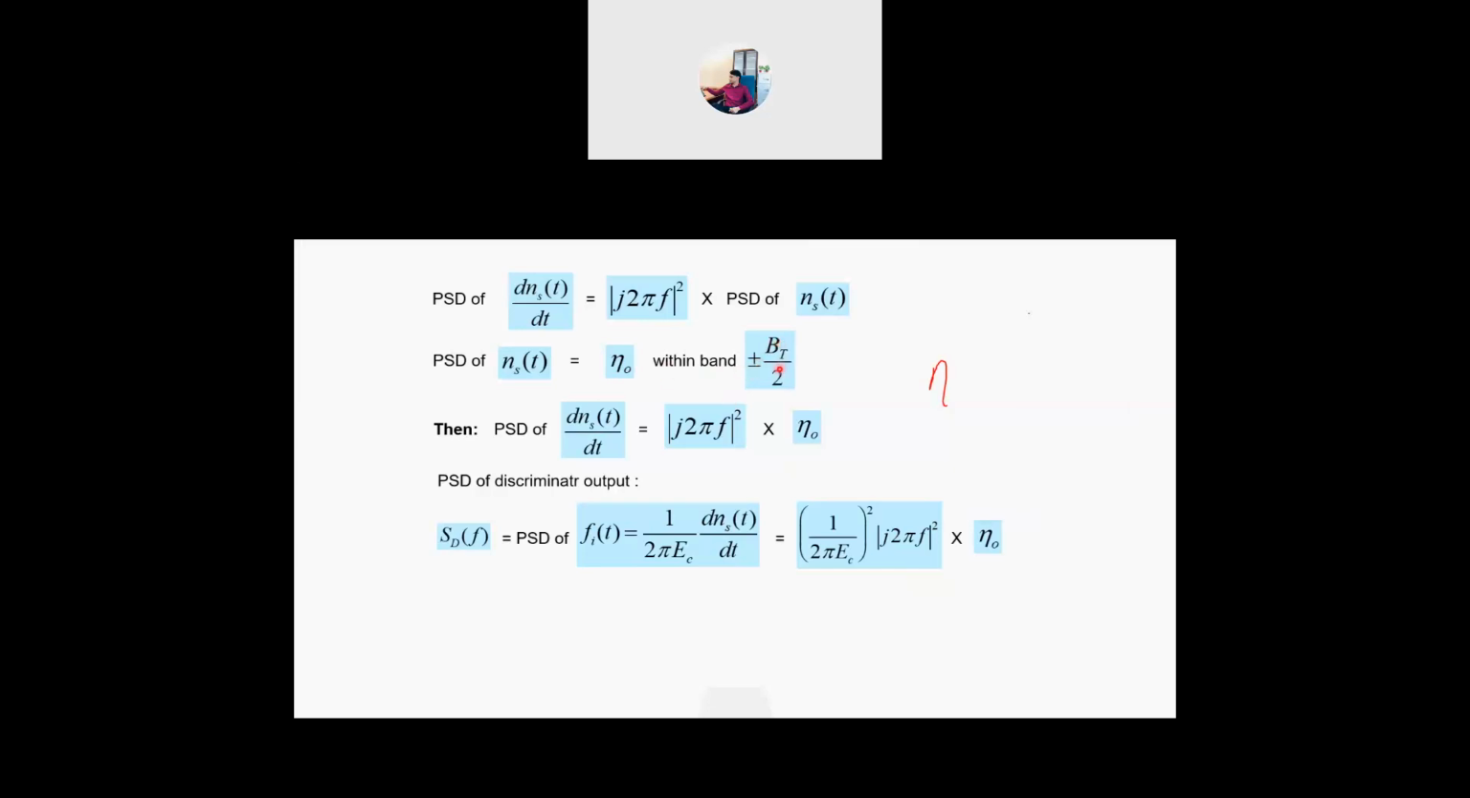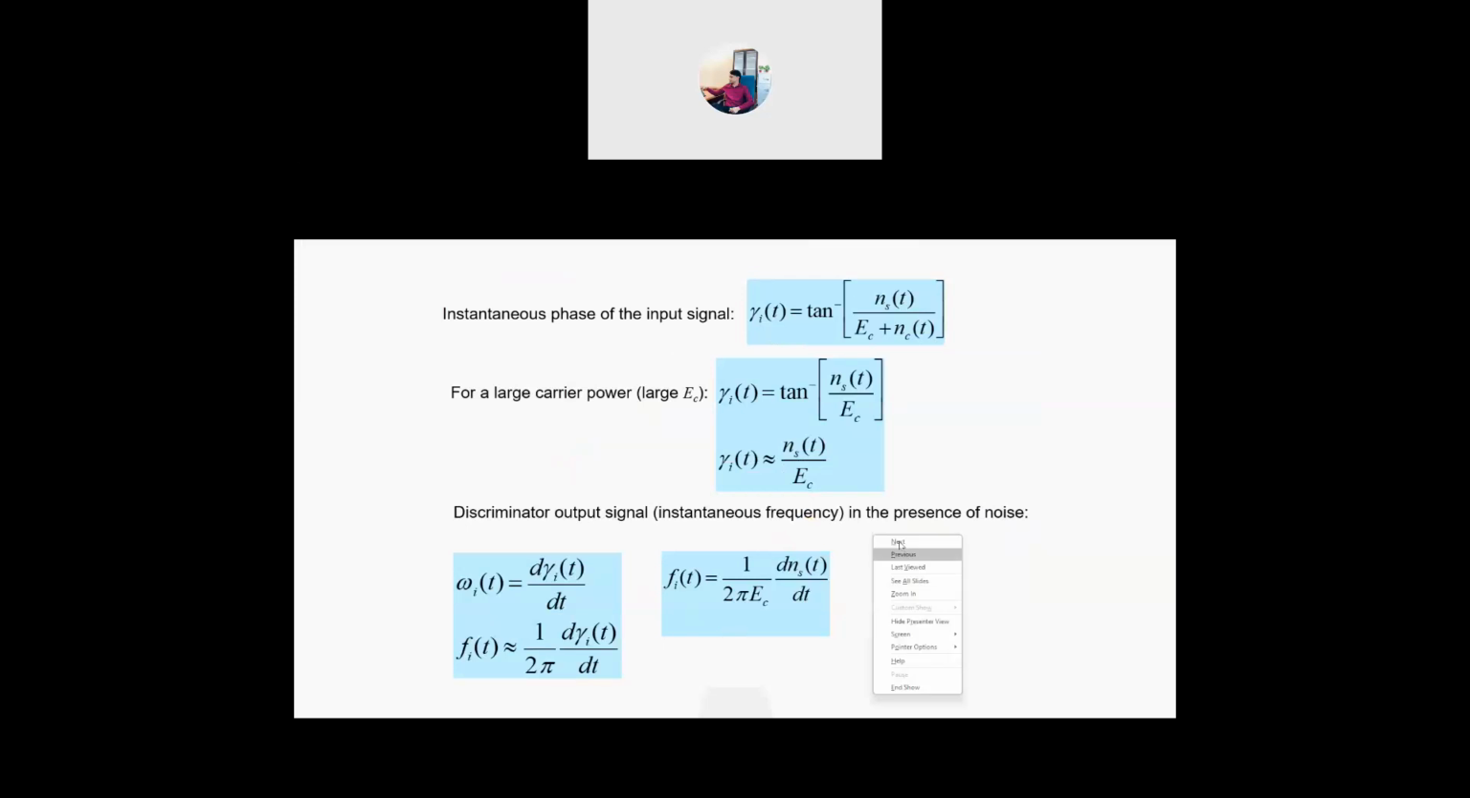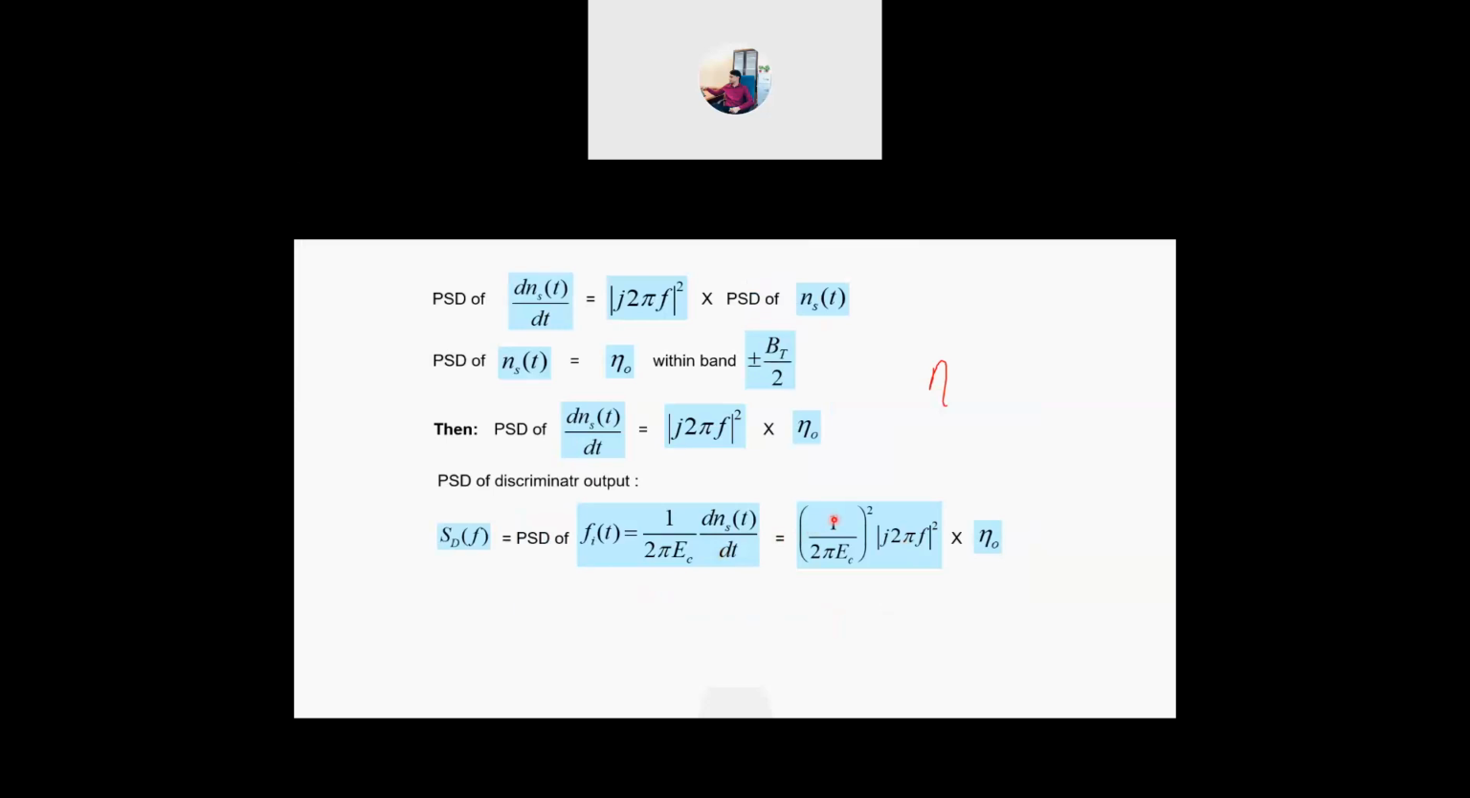Within bands plus minus BT over 2, okay. Then your power spectral density of d n_s(t) over dt is equal to (j2πf)² times N0. So the power spectral density of the discriminator output, S_D(f), is equal to the power spectral density of your instantaneous frequency f_i, equal to 1 over 2πE_C, this one that you have just now in the previous slide, equal to (1 over 2πE_C)² times (j2πf)² times N0, okay.